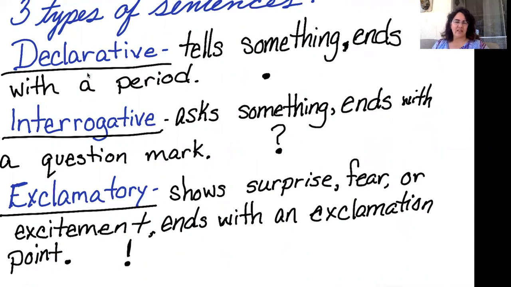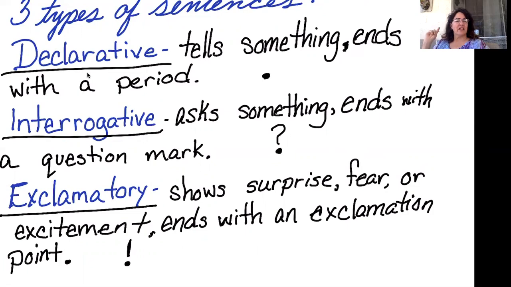Okay, and then we have interrogative sentences. Do you remember? An interrogative sentence asks something. It ends with a question mark. And finally, we have exclamatory sentences. And exclamatory sentences show surprise, fear, or excitement. They end with an exclamation point.